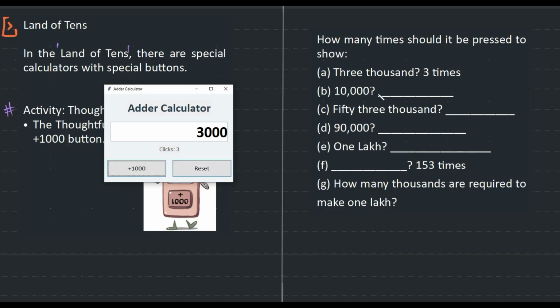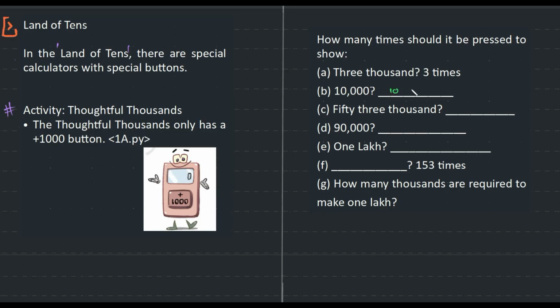Next question is 10,000. So we already had 3000 with 3 clicks. For 10,000, it is 10 times. Right? So this is 10 times. So now I would want you guys to pause and try to answer the following.